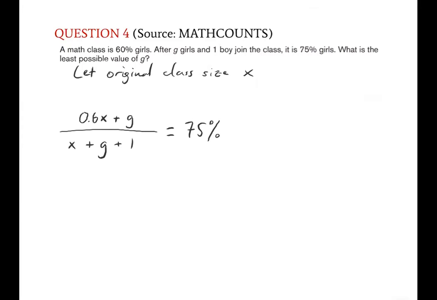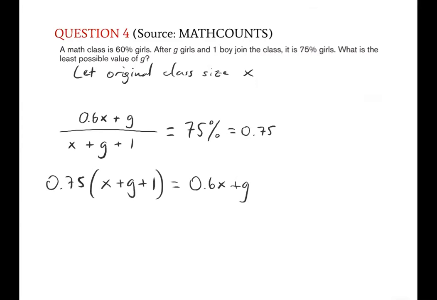So now if we cross multiply, this is equal to 0.75. If we cross multiply, then we will get something that looks like this: 0.75 times (x plus g plus 1) is equal to 0.6x plus g.